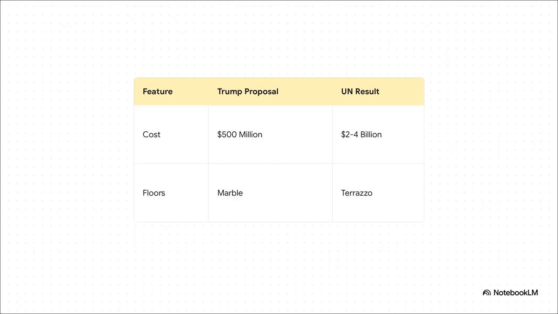As you can see, the contrast is sharp. A proposed $500 million project with marble floors versus what the UN actually did, a project that cost $2 to $4 billion and ended up with terrazzo floors. It's a simple story meant to paint a very clear picture of bureaucratic waste.